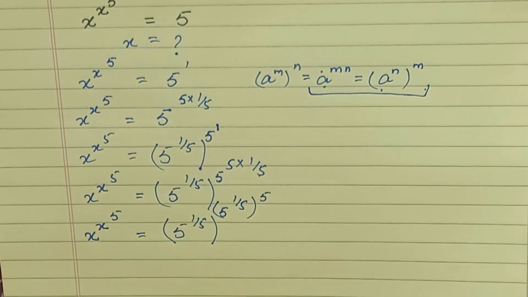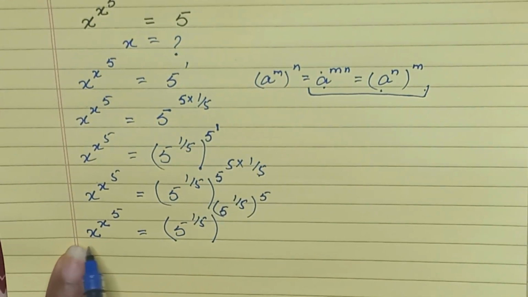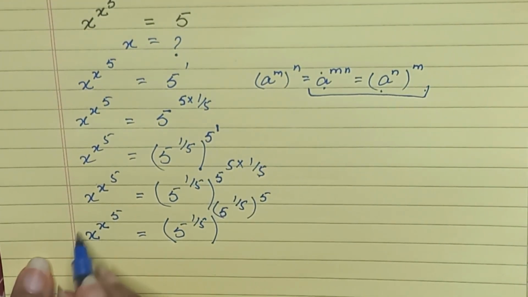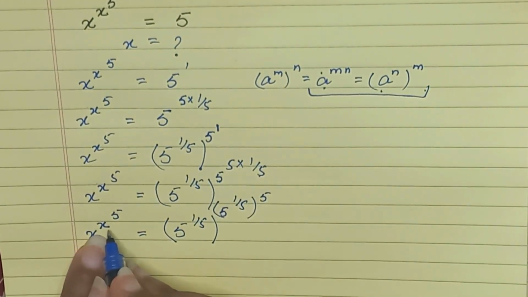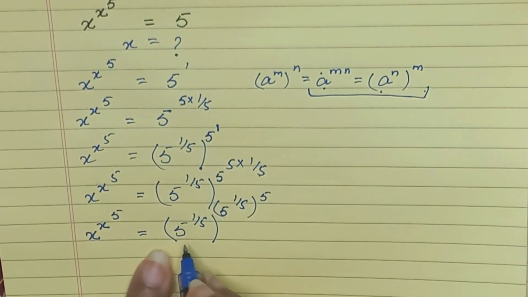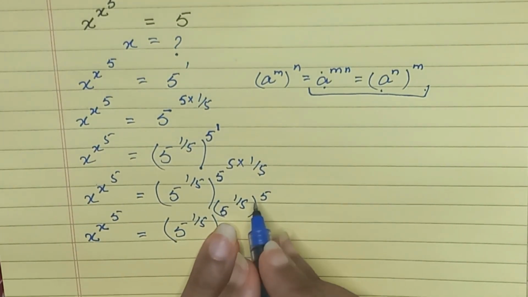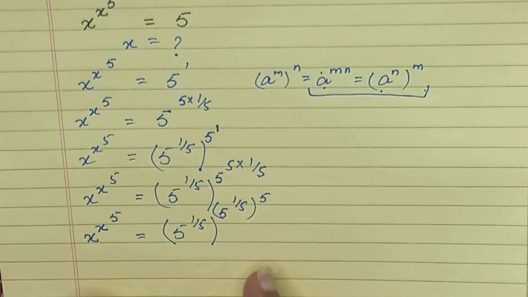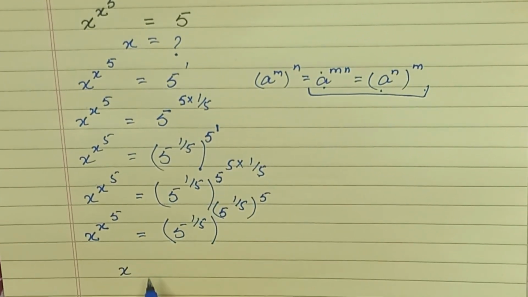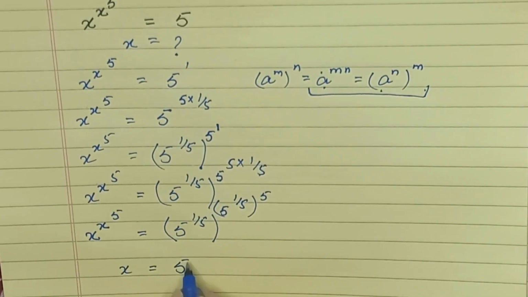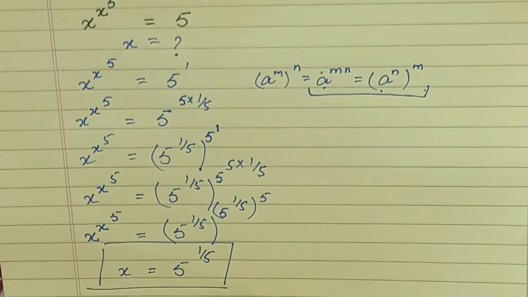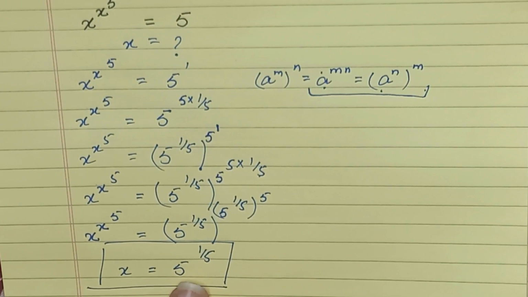Now you can see that on the left hand side and right hand side, something has power itself and it has power 5, and also on the right hand side something has power itself and its power is 5. So from here we can compare the value of x, which is equal to 5 raised to the power 1 divided by 5. So the value of x is 5 raised to the power 1 divided by 5.